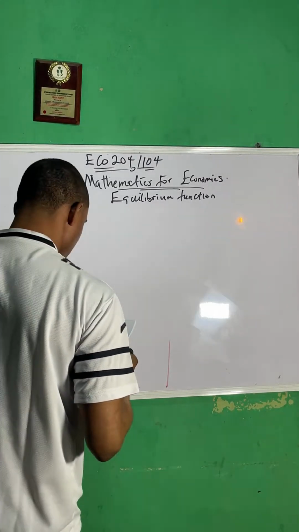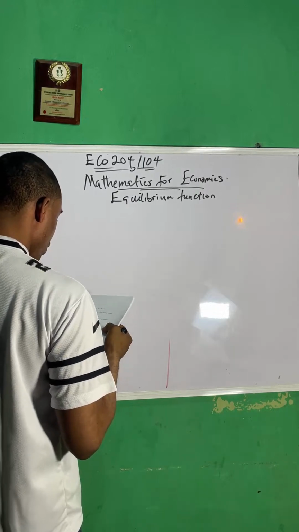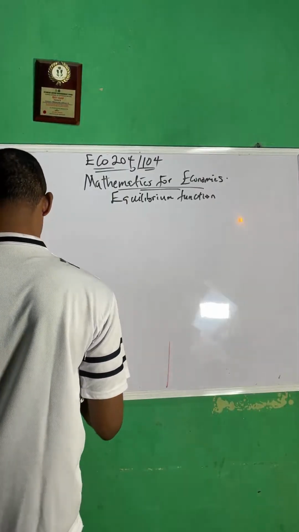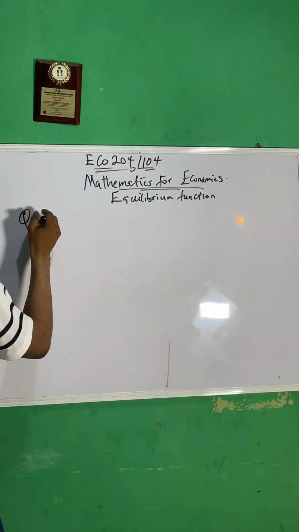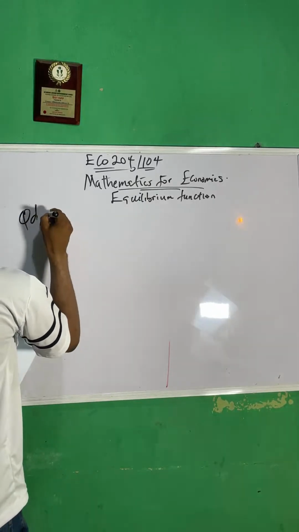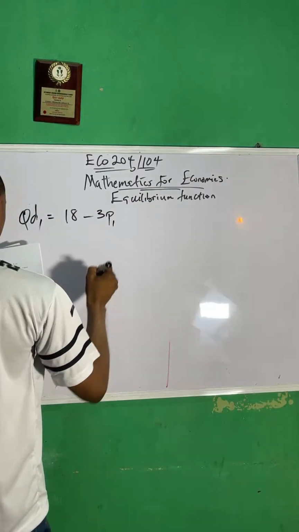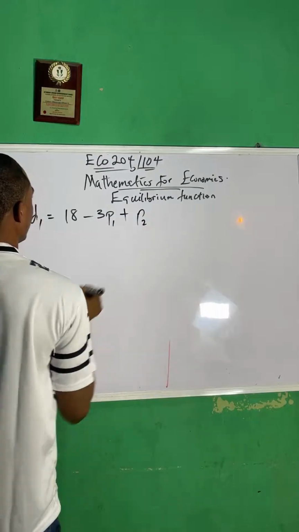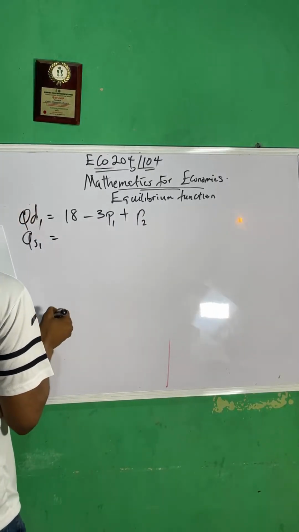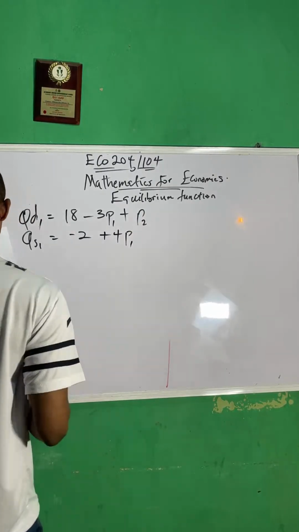Yeah, this is another question where we have a two commodity market model. In the first market, the quantity demand function is QD1 = 18 - 3p1 + p2. Then the quantity supply in the first market is QS1 = -2 + 4p1.